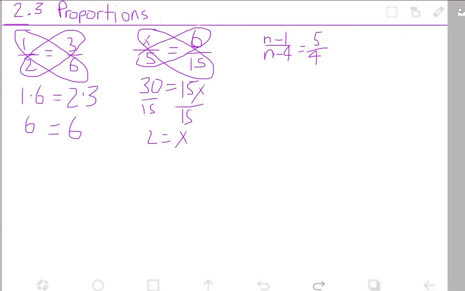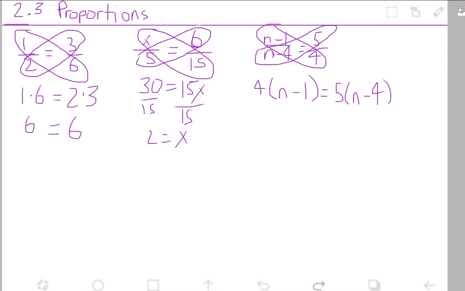So now we can go ahead and look at our more complicated problem with variables on both sides of the fraction, but that doesn't make it any harder. All we have to do is still multiply the diagonals. But when we're doing this, a common mistake is just multiplying n by 4 or just multiplying 1 by 4, but we have to make sure to put the n minus 1 in parentheses. So 4 times (n minus 1) equals 5 times (n minus 4).